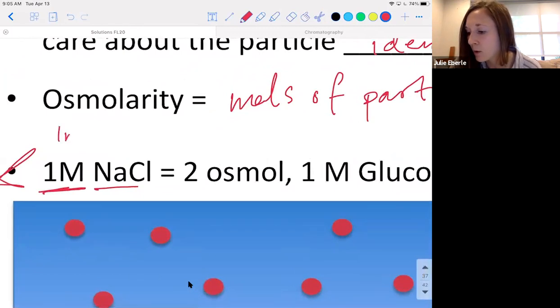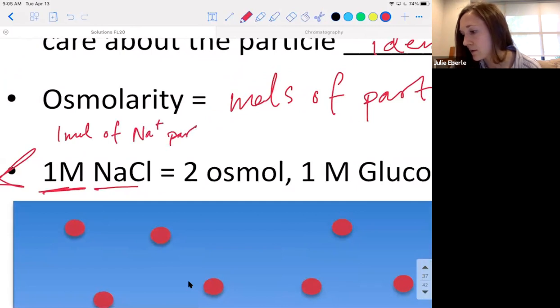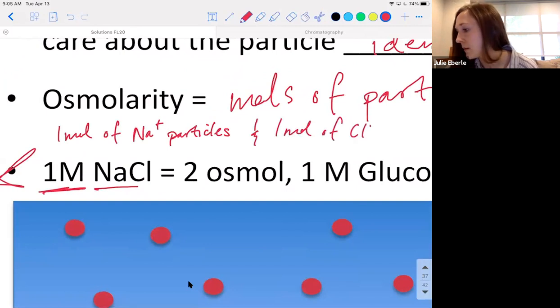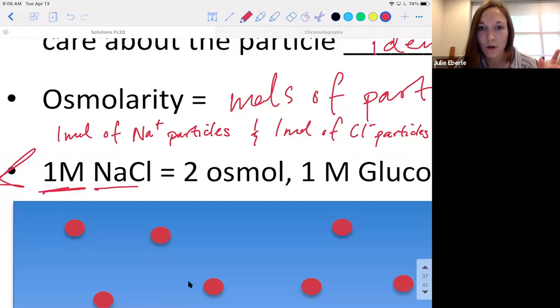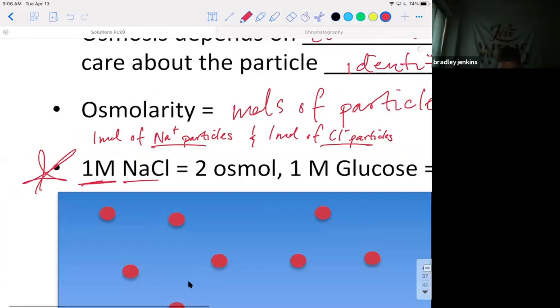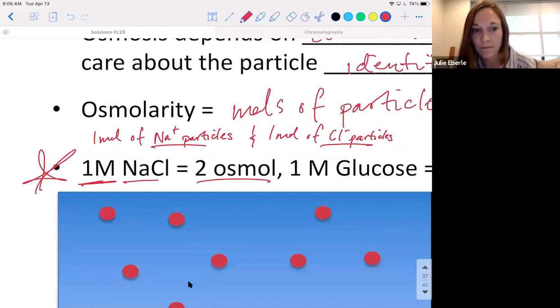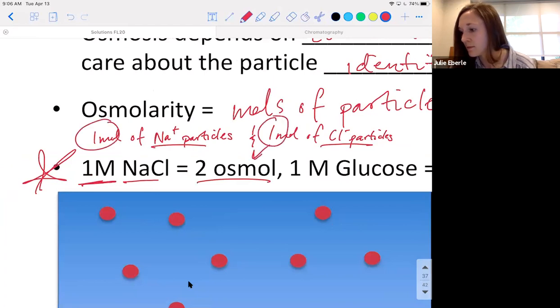I would get 1 mole of Na plus particles, and I would get 1 mole of Cl minus particles. That makes sense? You're identifying how many things it's going to break up or dissolve into, and we're just calling those particles for the sake of osmolarity. So if it's per liter, which it is, this is 2 osmol. 1 and 1 make 2.